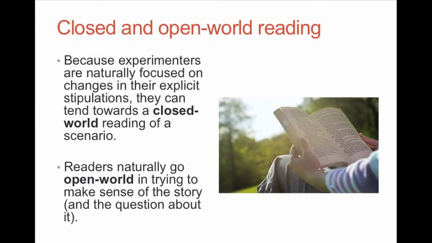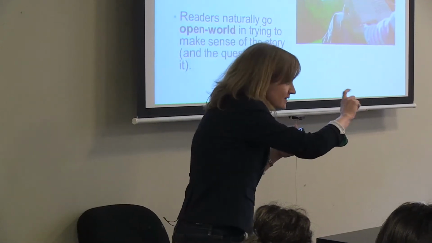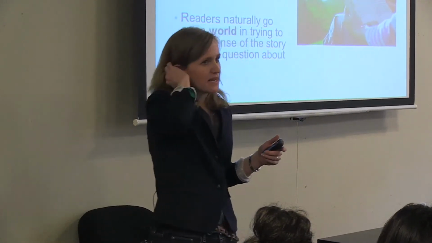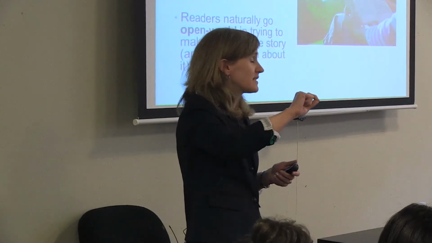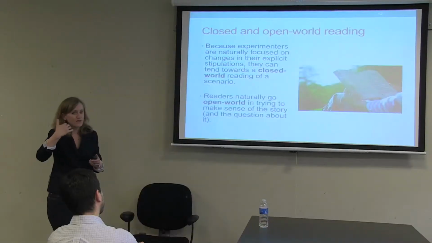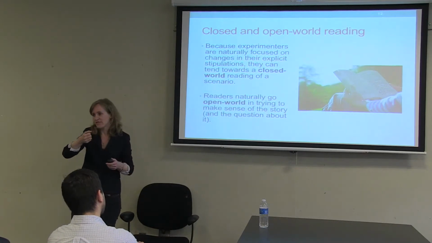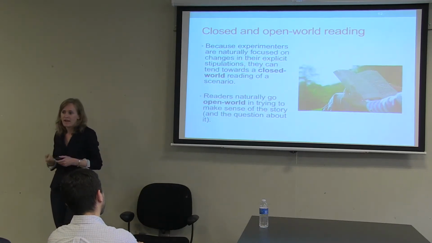And here's the risk. As an experimenter, you're very naturally focused on changes in explicit stipulation, especially when you're doing something like trying to set up a minimal pair of cases. There's just one little difference you're going to tweak. It's very easy for you to focus on what's explicitly stipulated and move a little bit in the direction of a closed world reading of those texts.